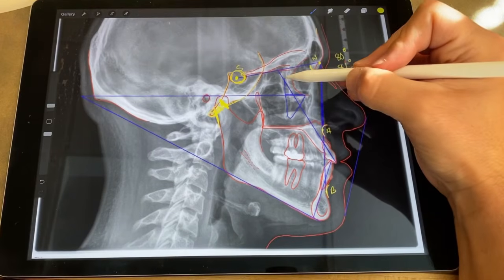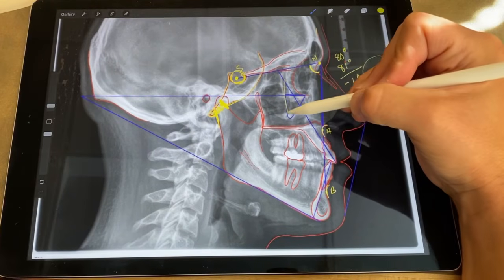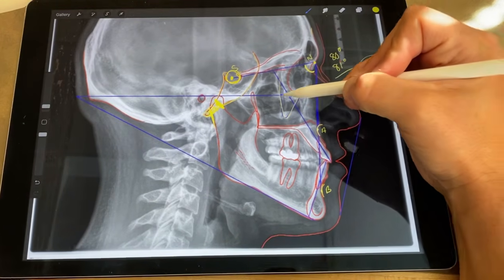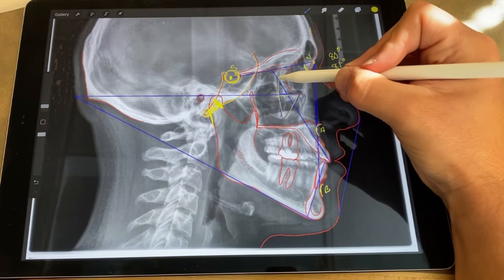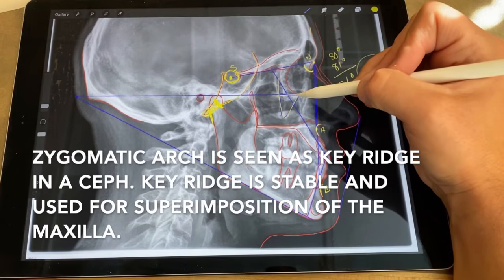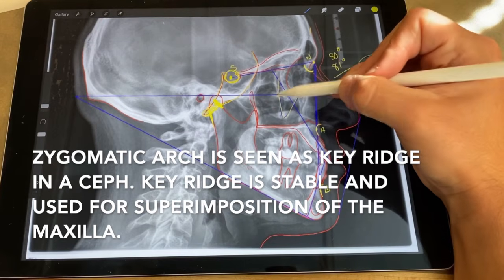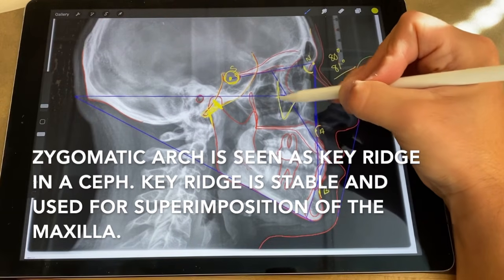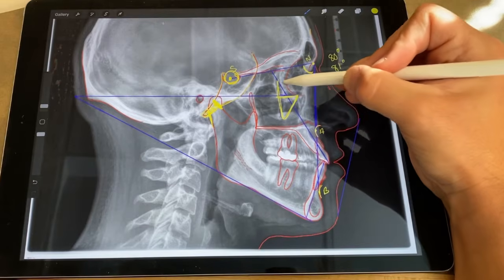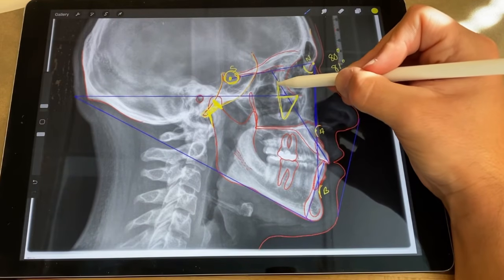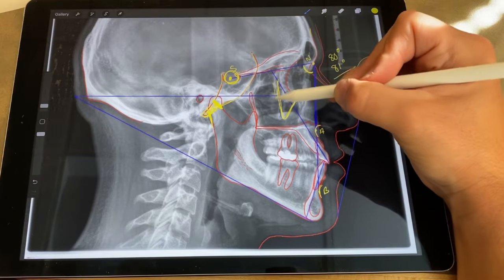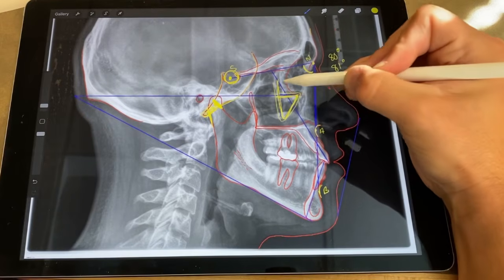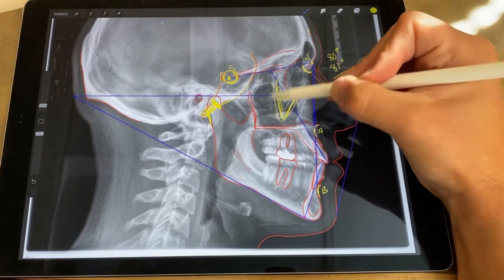Now, this line right here, this is the zygomatic arch. And in a Ceph, we call it key ridge. K-E-Y, key ridge. And it looks just like an upside down 4, right? That's how I always know to draw it. It's an upside down 4. Sometimes you'll see both zygomatic arches, so you just have to bisect the two of them. You might have 2 lines, this and one here, and you would just bisect it.